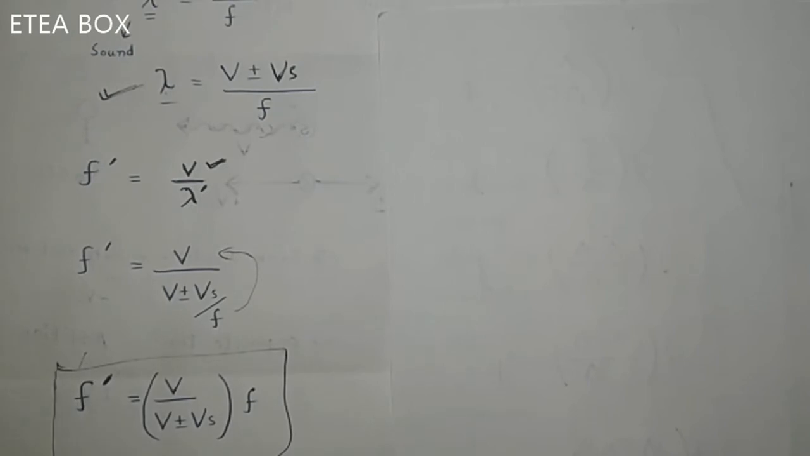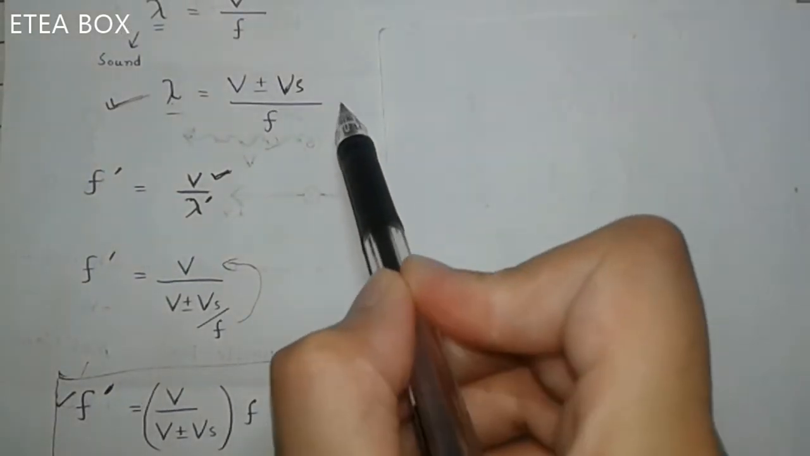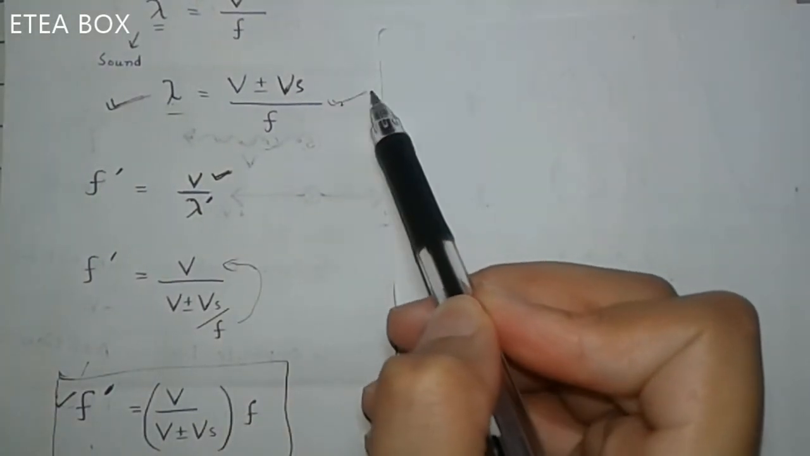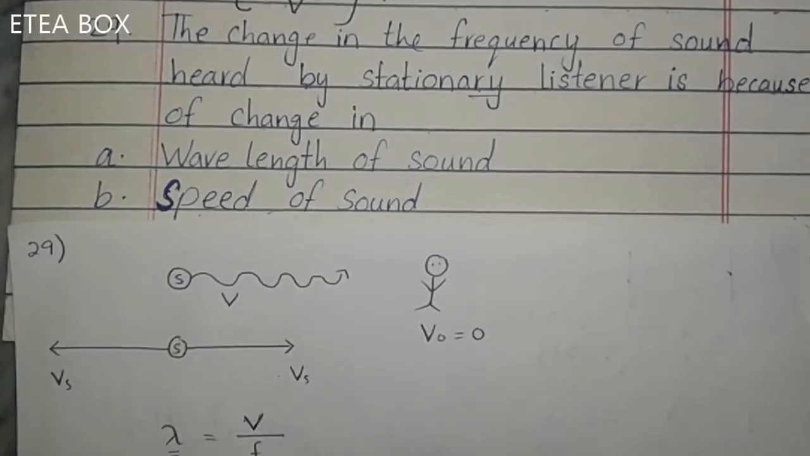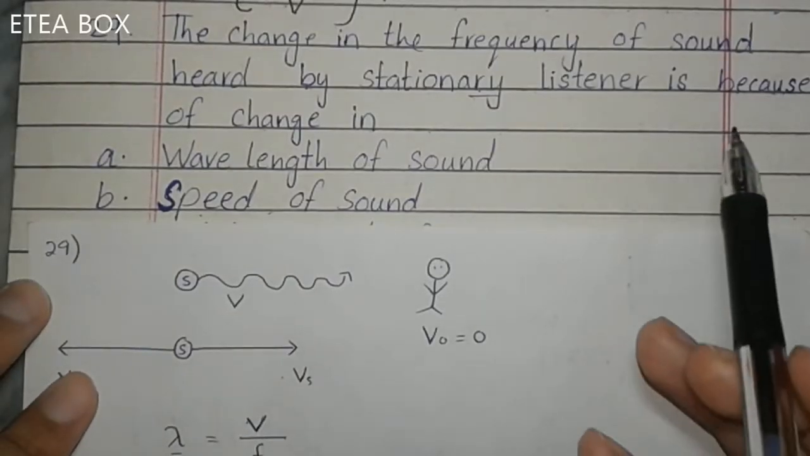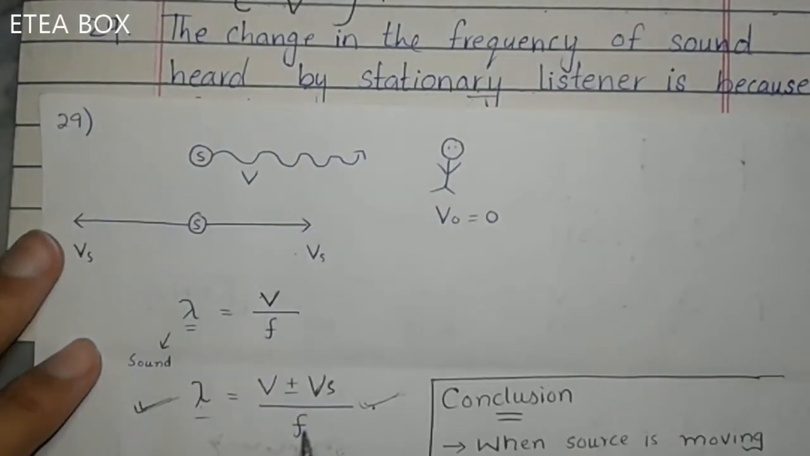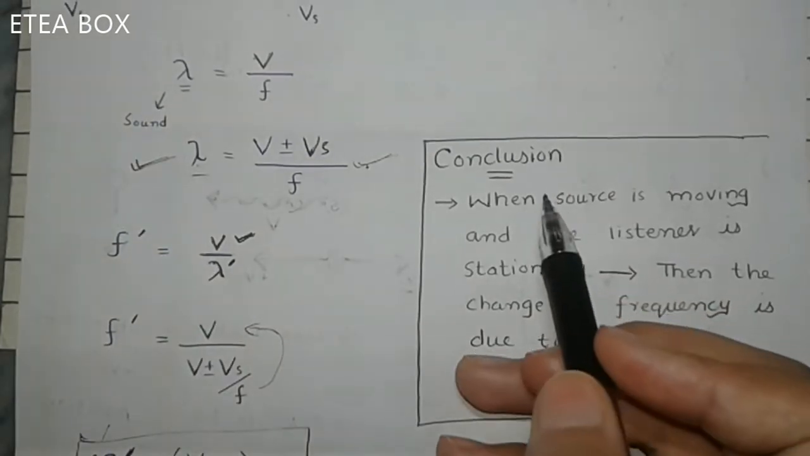In the MCQ they have asked what is the cause of this change in frequency. So look here, the change in the frequency is because of lambda, the change in the wavelength. Now look at the MCQ: the change in the frequency of sound heard by the stationary listener is because of the change in wavelength of sound. Now you don't have to do all this mathematics. Just memorize this conclusion.